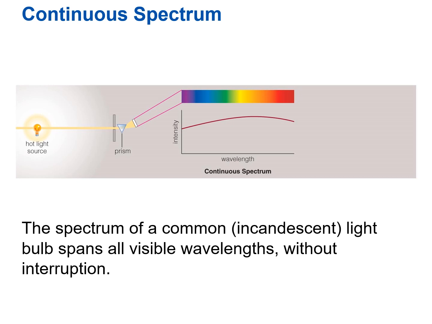This is what Isaac Newton discovered when he took sunlight and put it through a prism and he got the continuous spectrum. But there are other types of spectra that are important in astronomy.